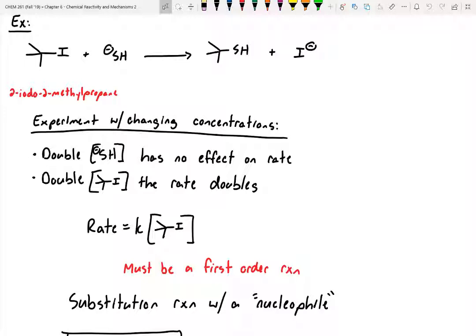So in this example, we saw that doubling the effect of our sulfur reagent had no effect, but doubling the effect on our reagent with iodine doubled the rate. That means we can determine the rate equation, and we said that this must be a first order reaction. This is often what chemists do when they're experimentally studying a new mechanism. So we'll talk about reaction mechanisms more next chapter.